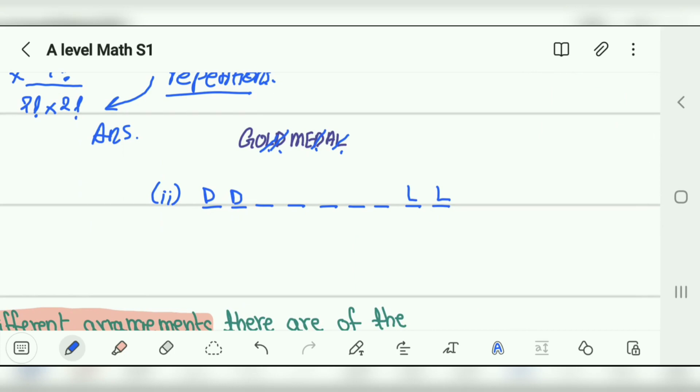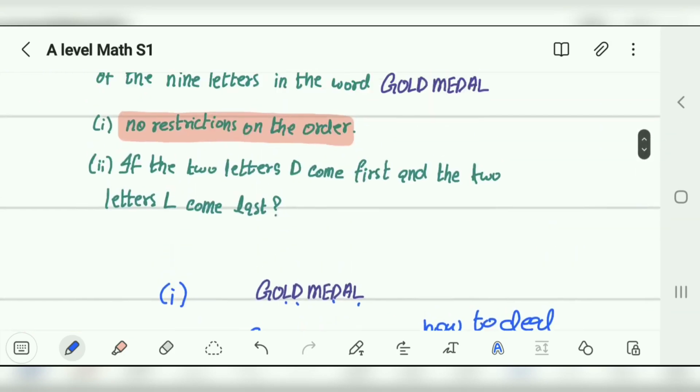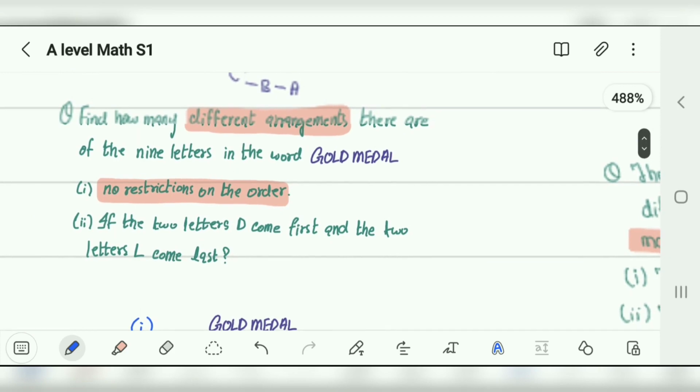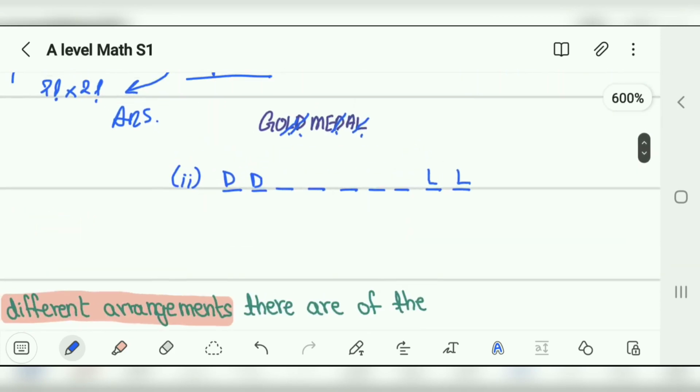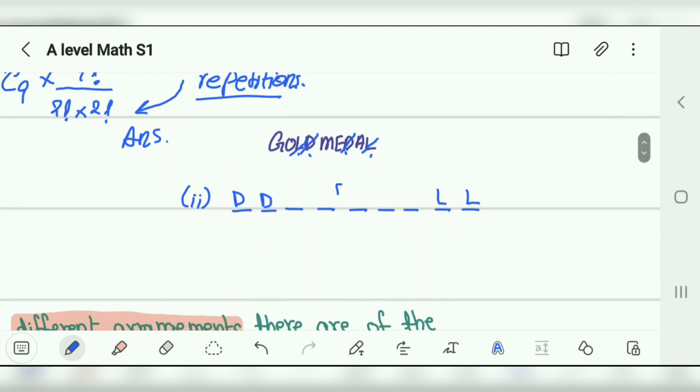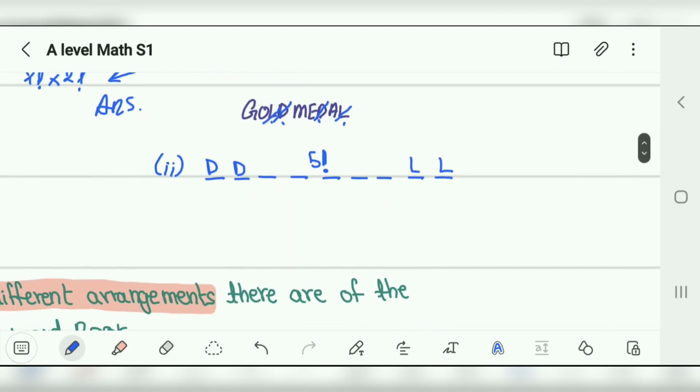So assuming that I've already selected all 5 of them, after selecting them I need to make an arrangement, because it says different arrangements of the 9 letters if the 2 letters D and so forth. I need to make an arrangement, so 5 factorial is the answer.